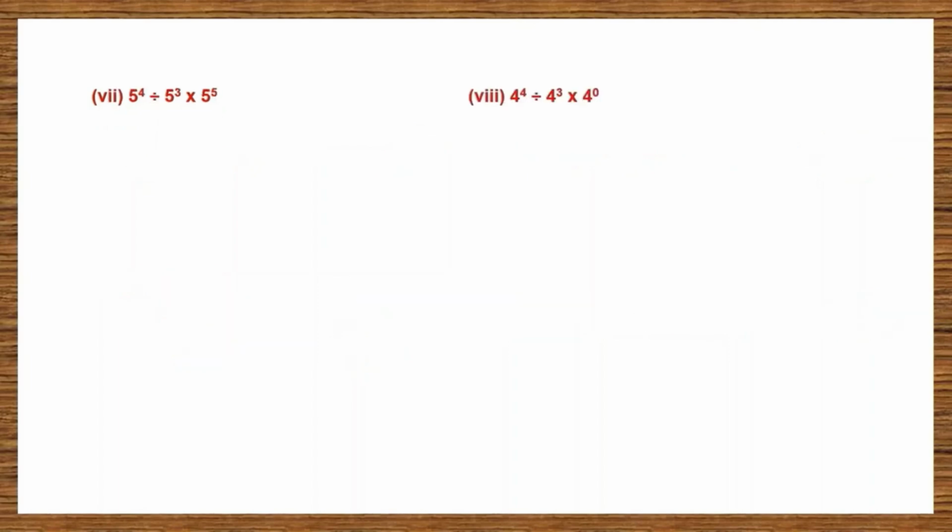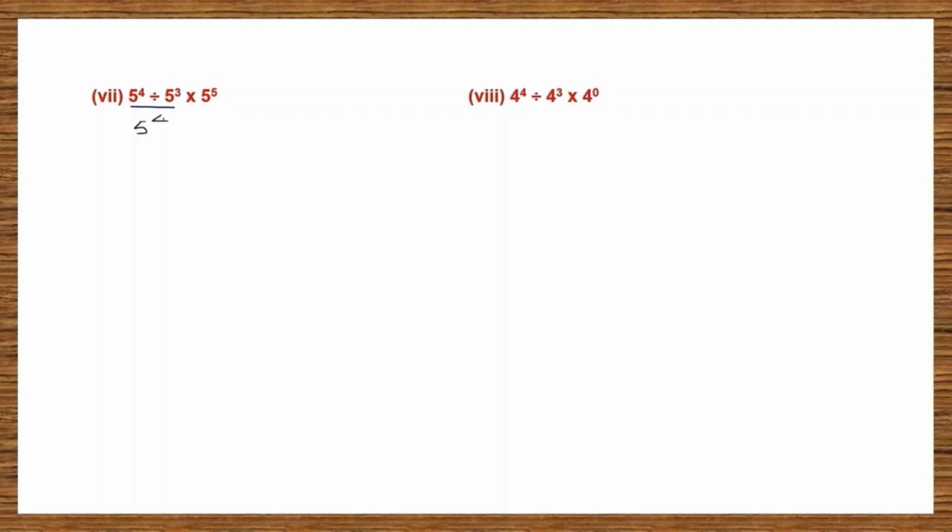Question 7. Here, as you can see, we have 5 raised to the power of 4 divided by 5 to the power of 3 into 5 to the power of 5. So we have division and multiplication. According to BODMAS, we must do division first, isn't it? So this part has to be done first. So let's write that as a fraction.